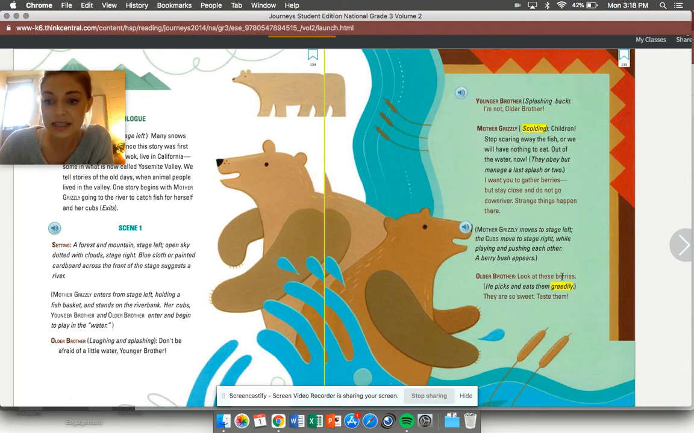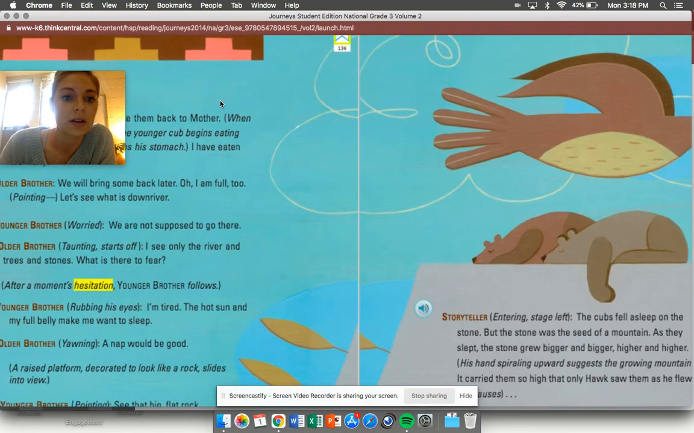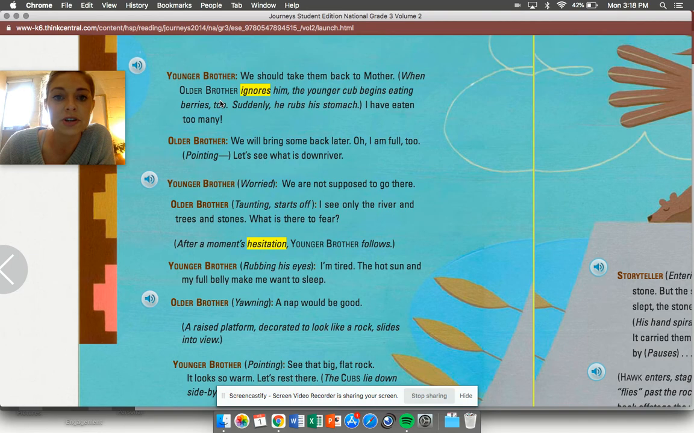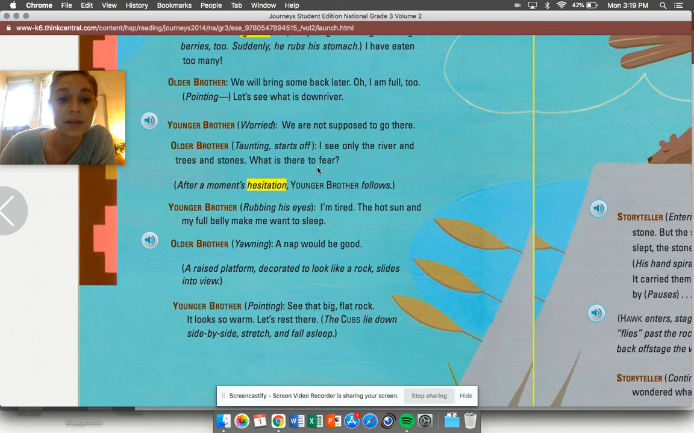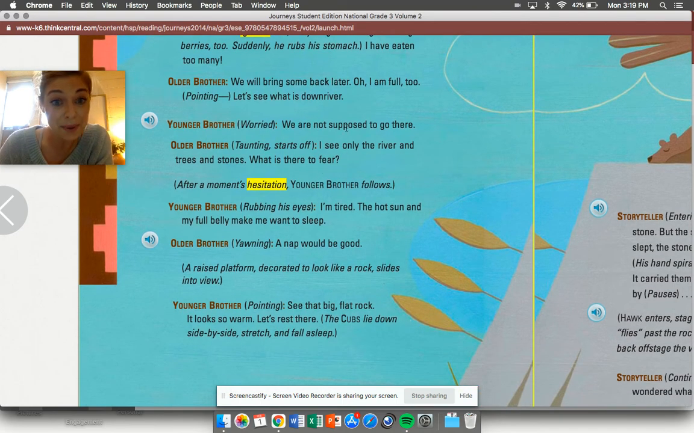"Look at these berries. They're so sweet. Taste them." And younger brother says, "We should take them back to Mother." But the older brother ignores them. "I have eaten too many. We will bring some back later." "Oh, I am full too. Let's see what is downriver." But younger brother says, "We're not supposed to go there." But the older brother says, "I see only the river and trees and stones. What is there to fear?"